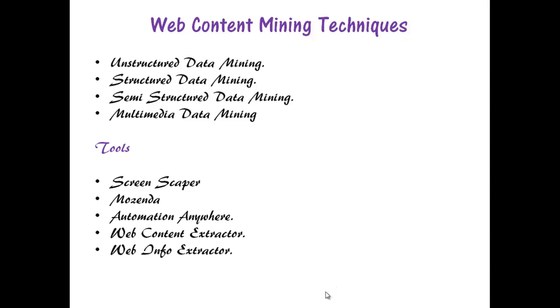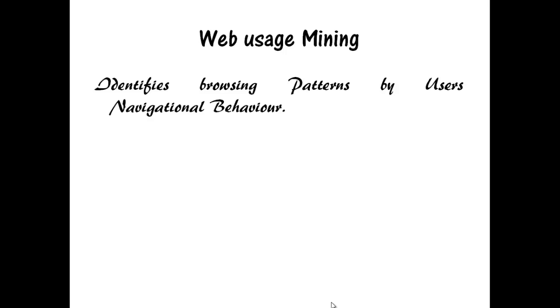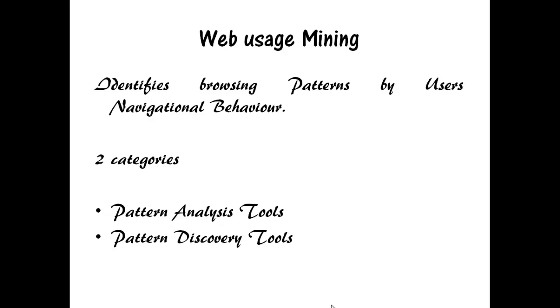Web usage mining. Web usage mining is a process of identifying browsing patterns by analyzing the user's navigational behavior. Techniques for discovery and analysis of patterns can be placed in two main categories. They are pattern analysis tools and pattern discovery tools. Now we'll see pattern analysis tools.